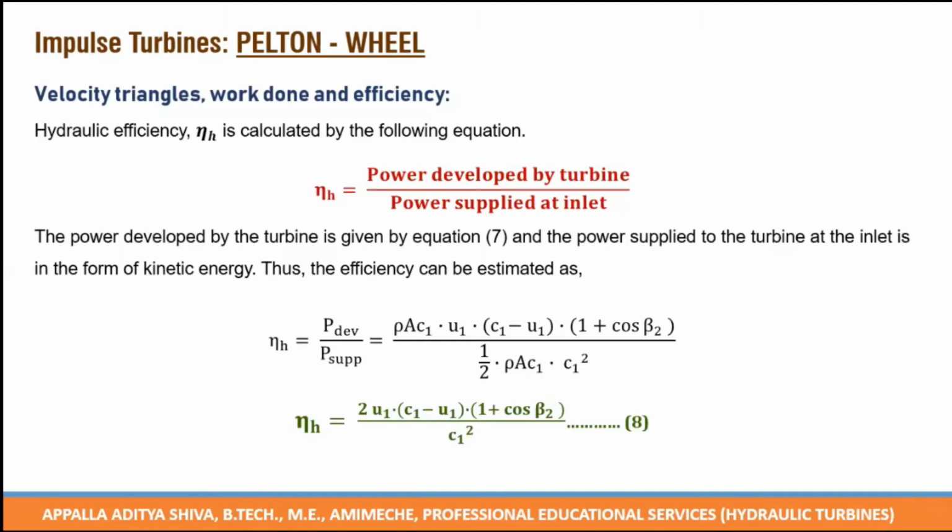Now, power supplied to the inlet is in the form of kinetic energy. Kinetic energy is half mv square. Since we know m is equal to rho a c1, and v at the inlet is c1, that is the absolute jet velocity at the inlet, when we do the mathematical manipulations, we have this equation for hydraulic efficiency.